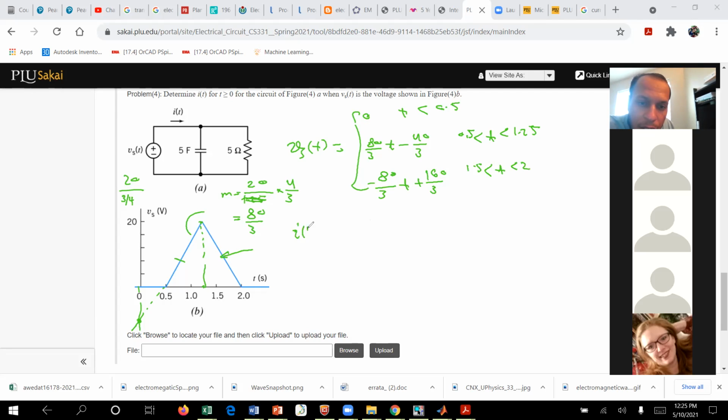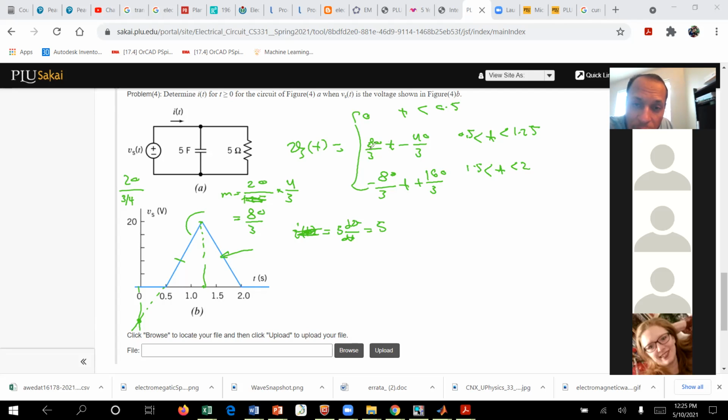The current I of t through the capacitance. So I of t is C times the derivative of v of t, where C is supposed to be 5, yes. dv divided by dt, right? So let's find just dv divided by dt. Okay, 5.